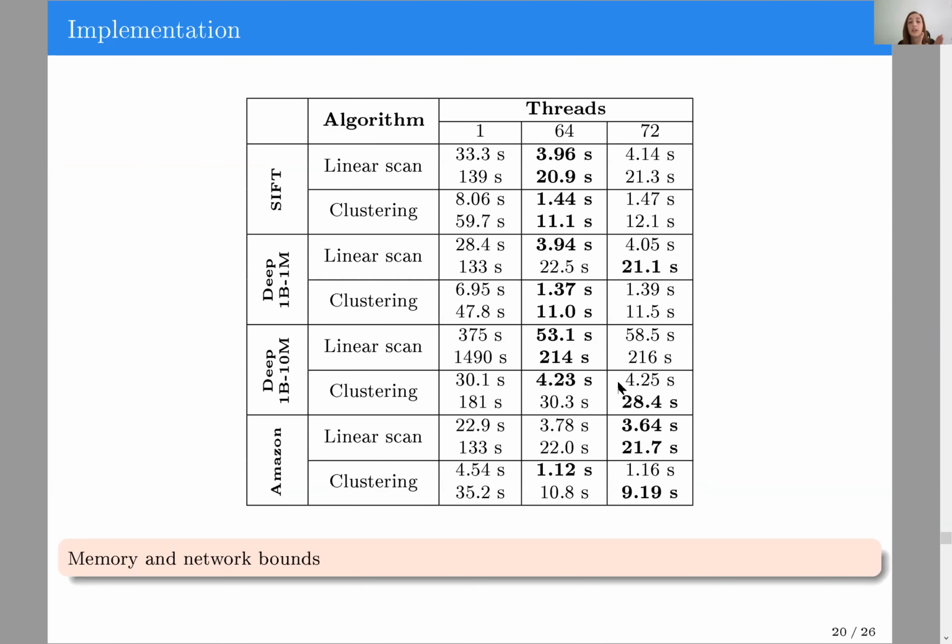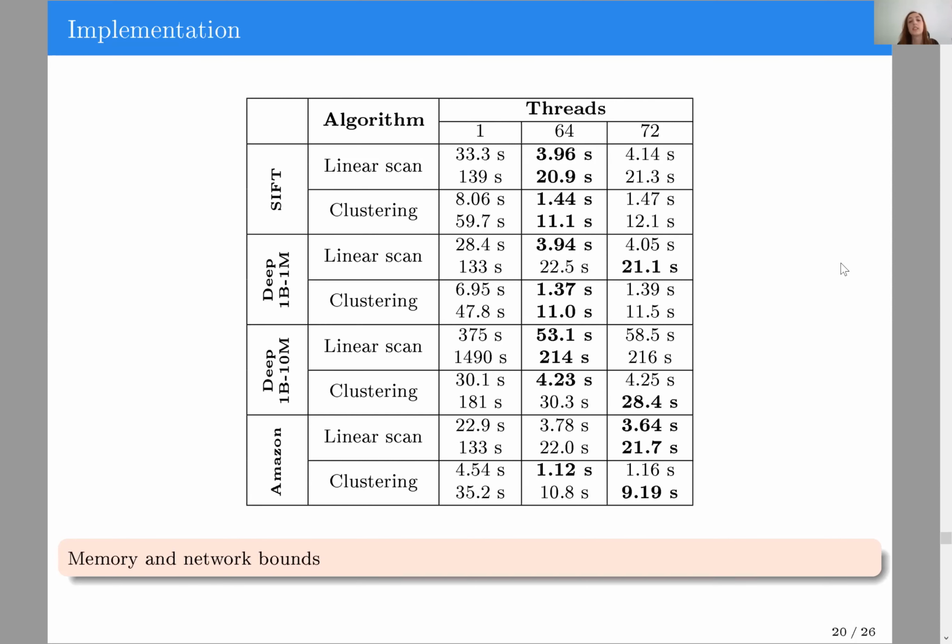We use threads between 1 and 72. In the paper, we report results for many more threads, but in here, for a question of space, I just report for 1, 64, and 72 threads. So we do experiments, as I said, for the 4 databases. And for all of them, we test the linear scan improvement and the clustering-based algorithm. So for the linear scan and the clustering, we do both experiments in the fast network in the first line and for the slow network in the second line.